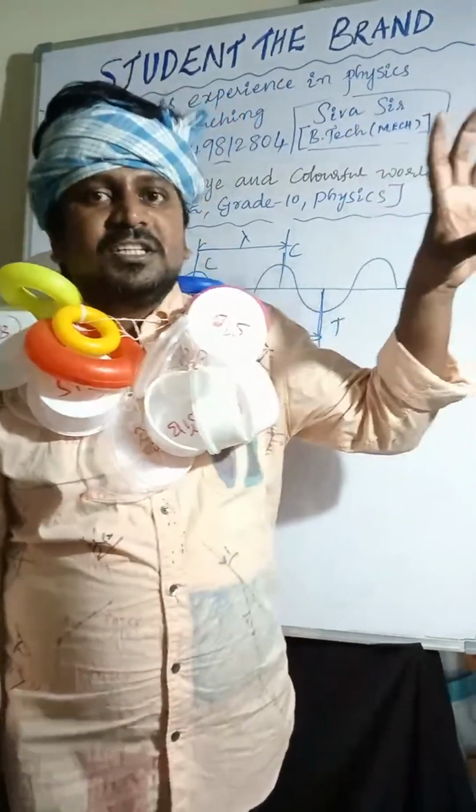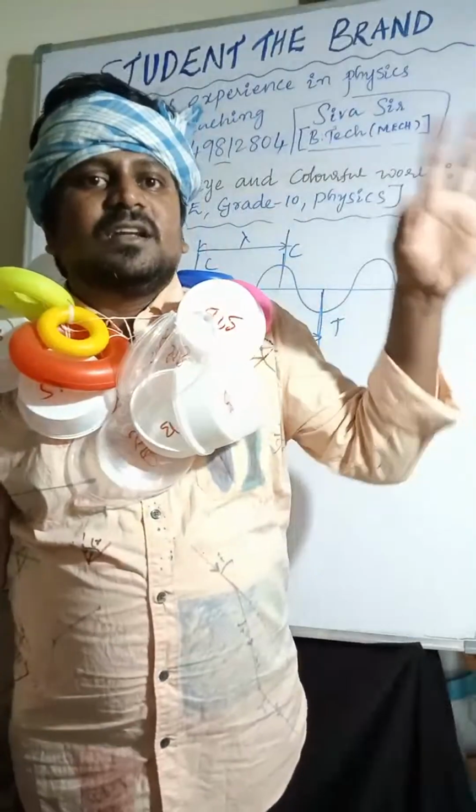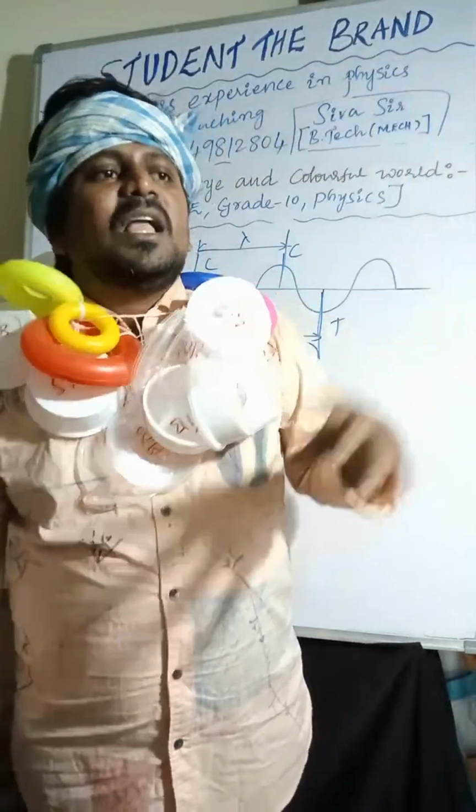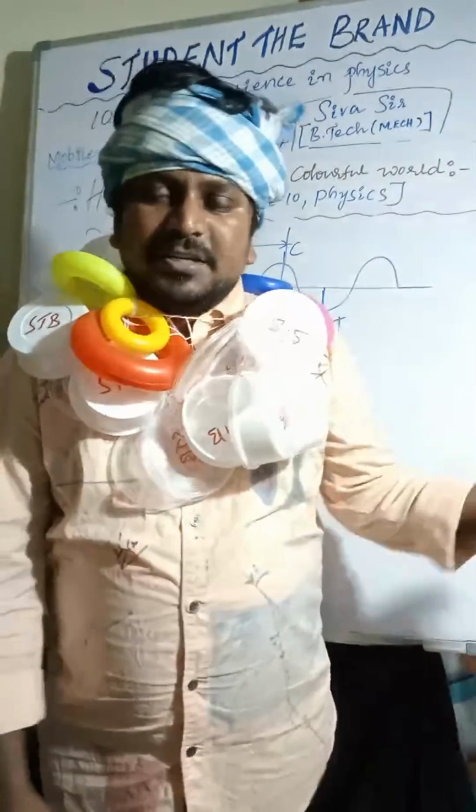The star's position is here, and light rays keep coming from that position. Because of the atmosphere, many refractions take place. That's why stars appear to twinkle.